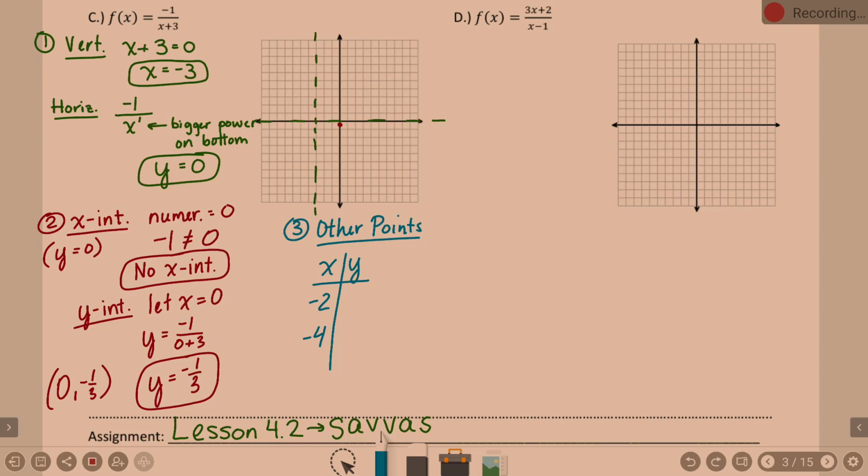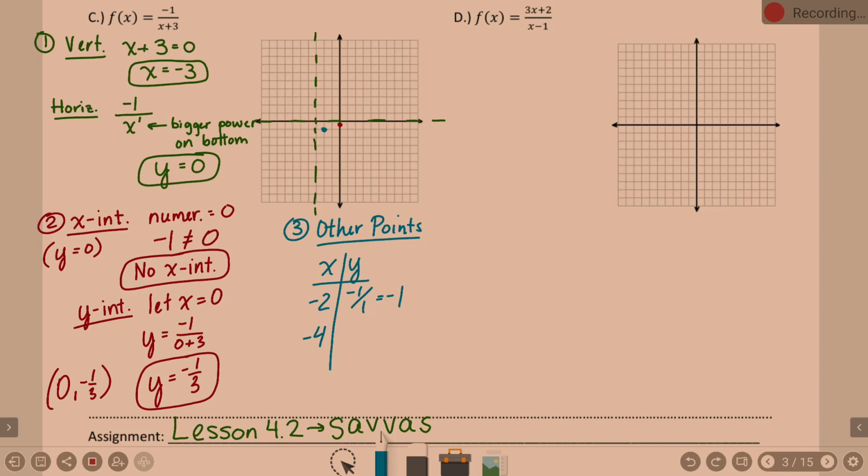So if I put in -2, it's -1 over -2 plus 3, which is 1. -1 divided by 1 is -1. So the ordered pair is (-2, -1). Left 2, down 1. Okay, that makes sense, yes. That's in that same corner as that y-intercept.